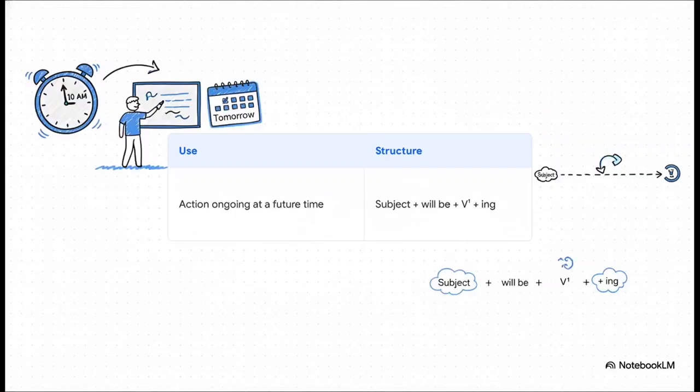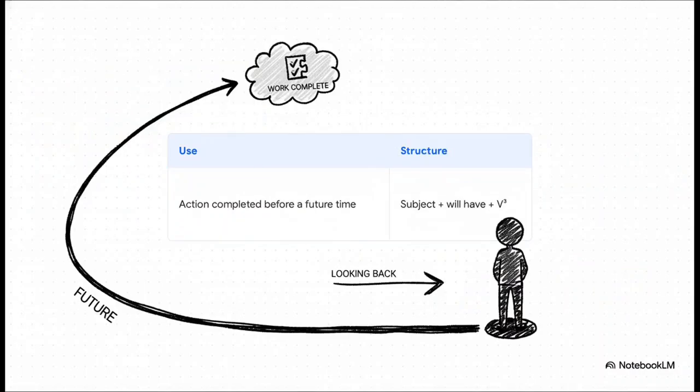The future continuous is pretty cool. It lets us jump to a specific time in the future and say what will be happening right then. I will be teaching at 10 a.m. tomorrow means if you were to check in on me at that exact moment, you'd find me right in the middle of a lesson.